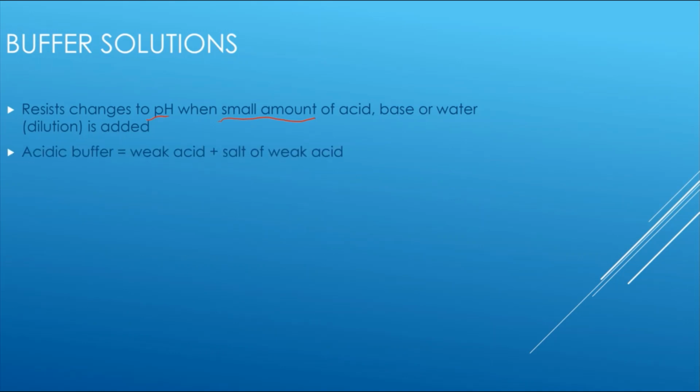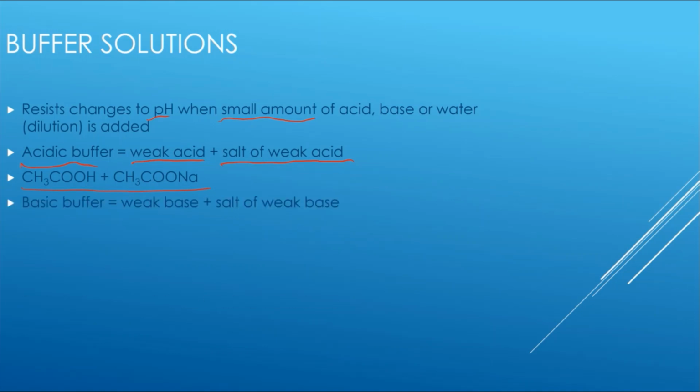So what makes up a buffer? There are two types of buffer, the first one being an acidic buffer. An acidic buffer is made up of a weak acid, so a weak acid, not a strong acid, and the salt of that weak acid. For example, ethanoic acid is a weak acid, and the salt of ethanoic acid could be, for example, sodium ethanoate or potassium ethanoate. So this could make up a buffer.